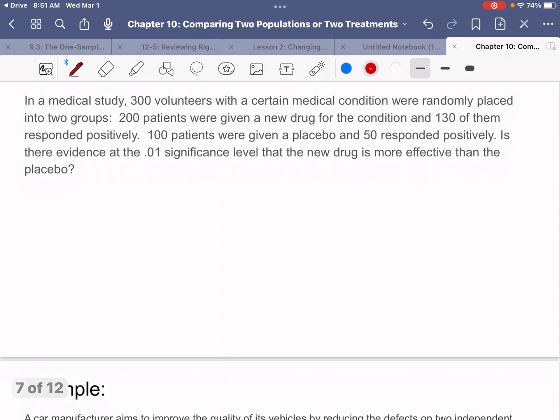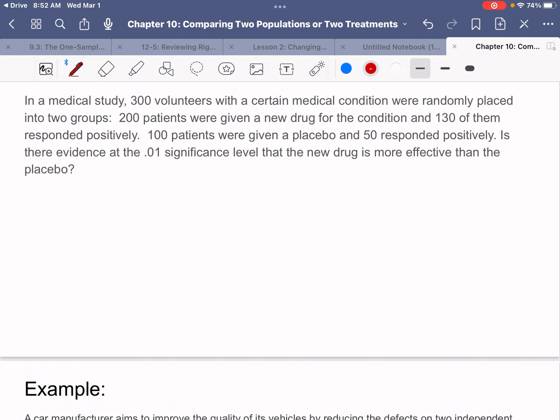In a medical study, 300 volunteers with a certain medical condition were randomly placed into two groups. 200 of the patients were given a new drug for the condition, and 130 of them, that must be a typo, 100 of them... 130 of them responded positively. The other 100 patients were given a placebo, and 50 responded positively. Is there evidence at the 0.01 significance level that the new drug is more effective than the placebo?